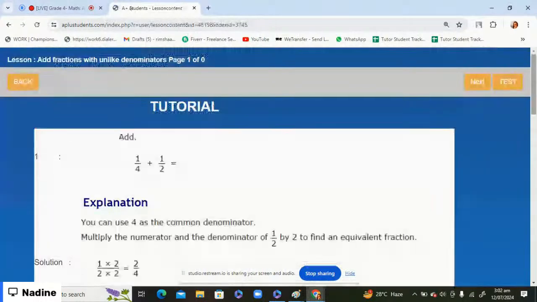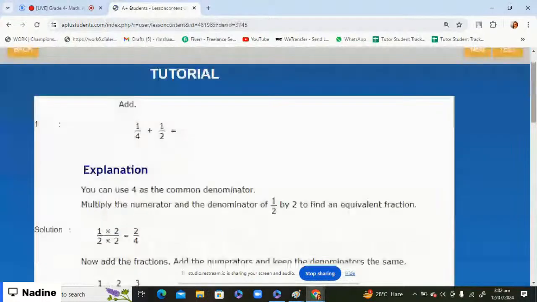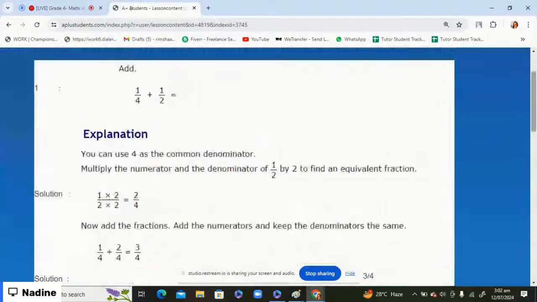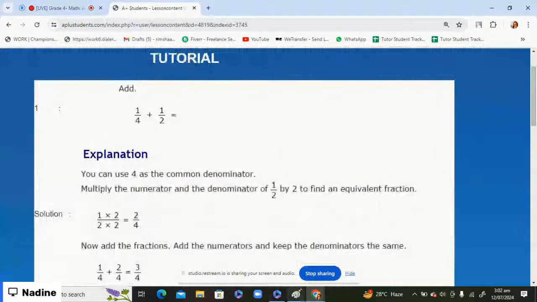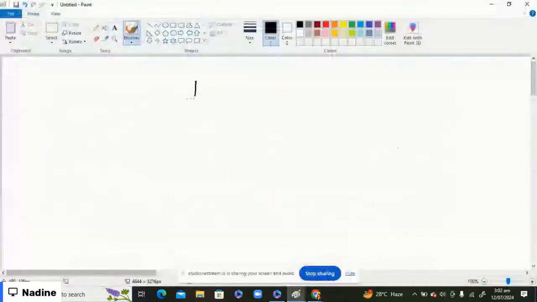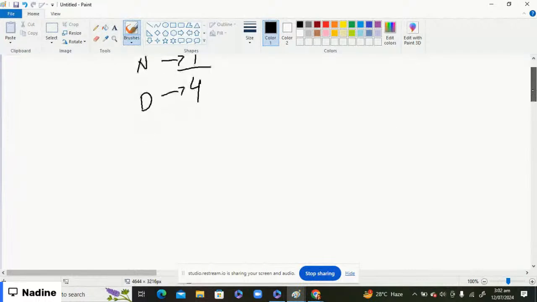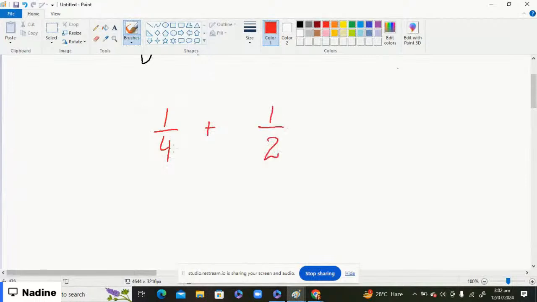So look at here. If you have fractions with unlike denominators, first of all let me tell you, the number on the top is called the numerator, and the bottom is called the denominator. What is the meaning of unlike denominators? For example, here you have 1 by 4 plus 1 by 2, and we are going to add these two. These two denominators are not the same.